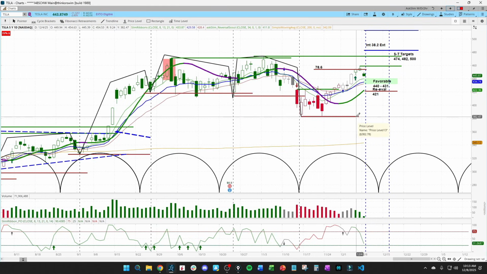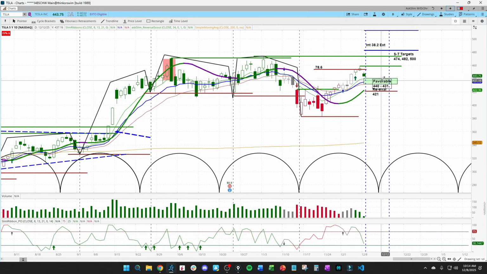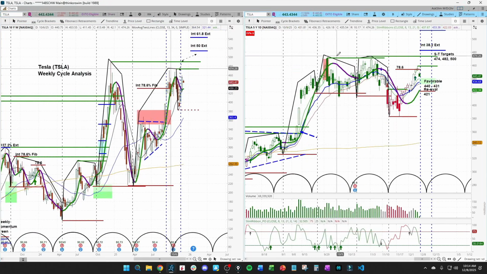And that is our look there, along with our logic. Again, it is key to watch to see, does support come in here? This is just a zone, and now you have to watch to see if, in fact, it is respected or not. Okay, so that is our look here at TSLA on both the intermediate term and short term.